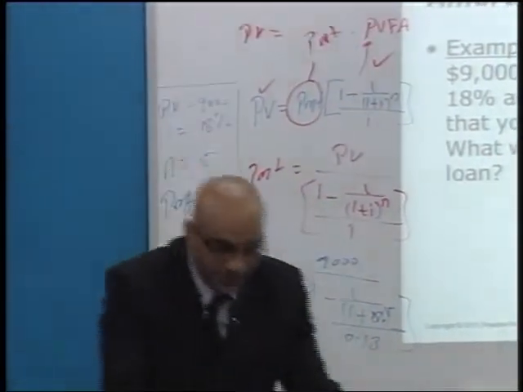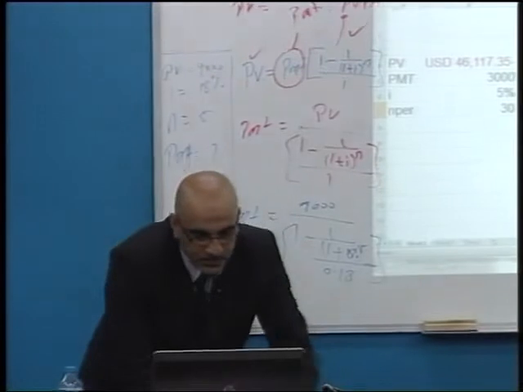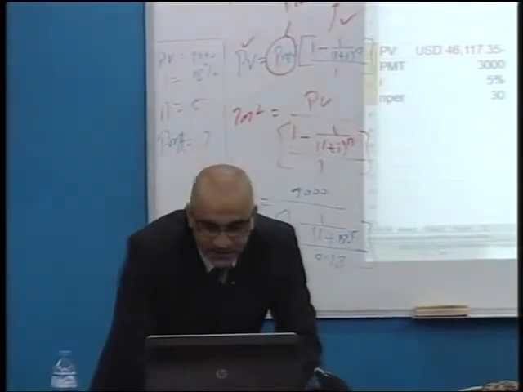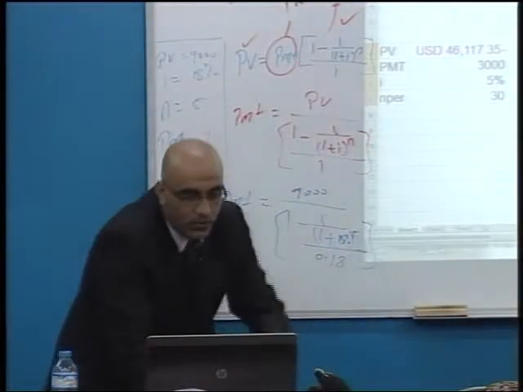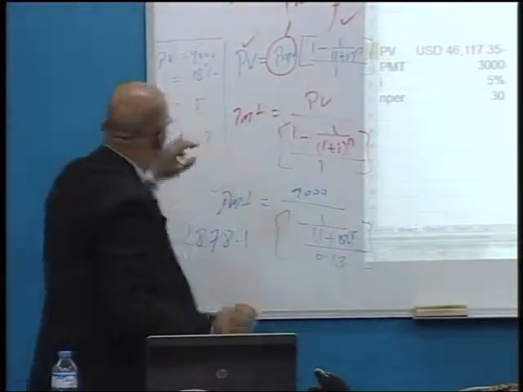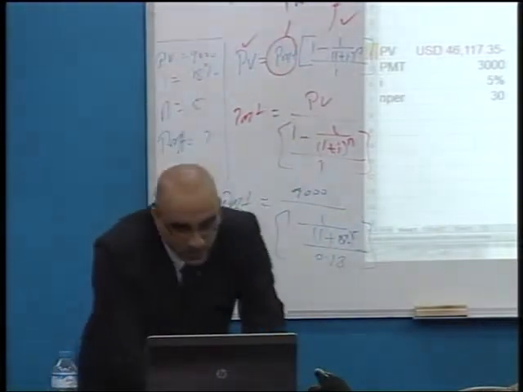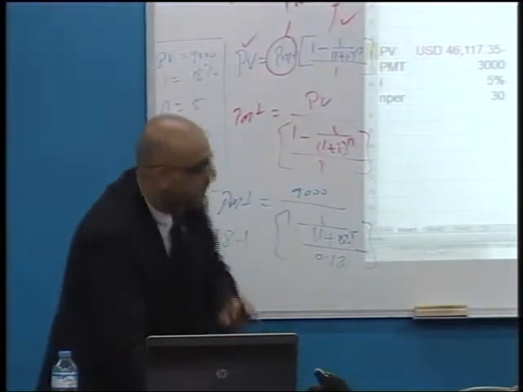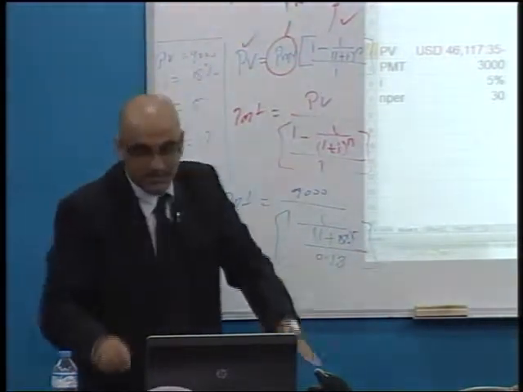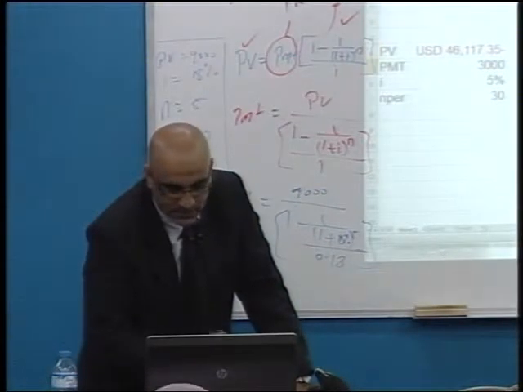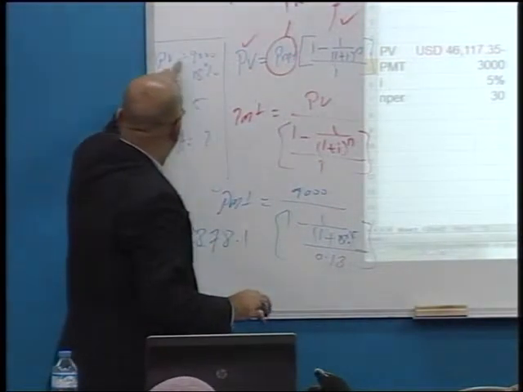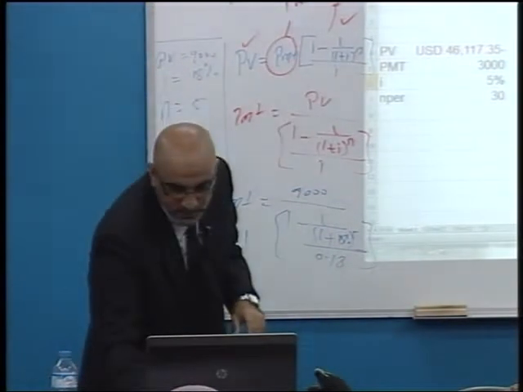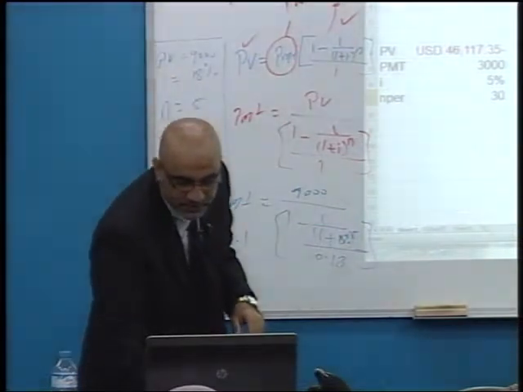So now, by using an Excel sheet, the same concept applies. In the Excel sheet, let's read what we don't know. We don't know the payments. Let's remove the payments. So the present value in here is 9,000. Just write down 9,000. I is 18%. And we have 5 payments.